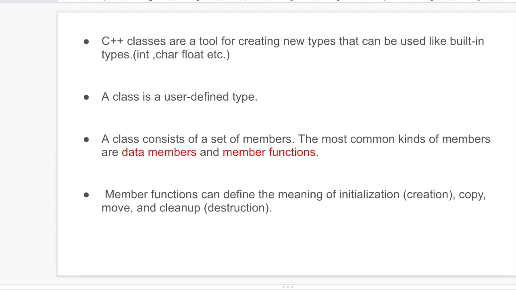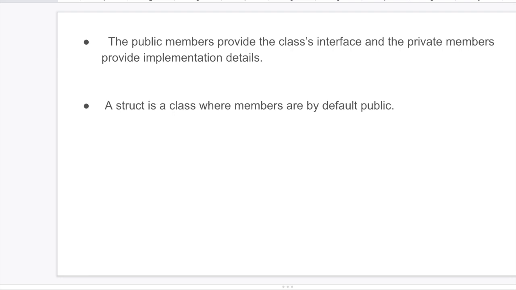So the public members are used as an interface to talk to other modules, and private members provide the implementation details. Basically a structure is also a class, but the only difference is that all members of a structure are by default public. So we'll also be discussing the private and public access qualifiers.